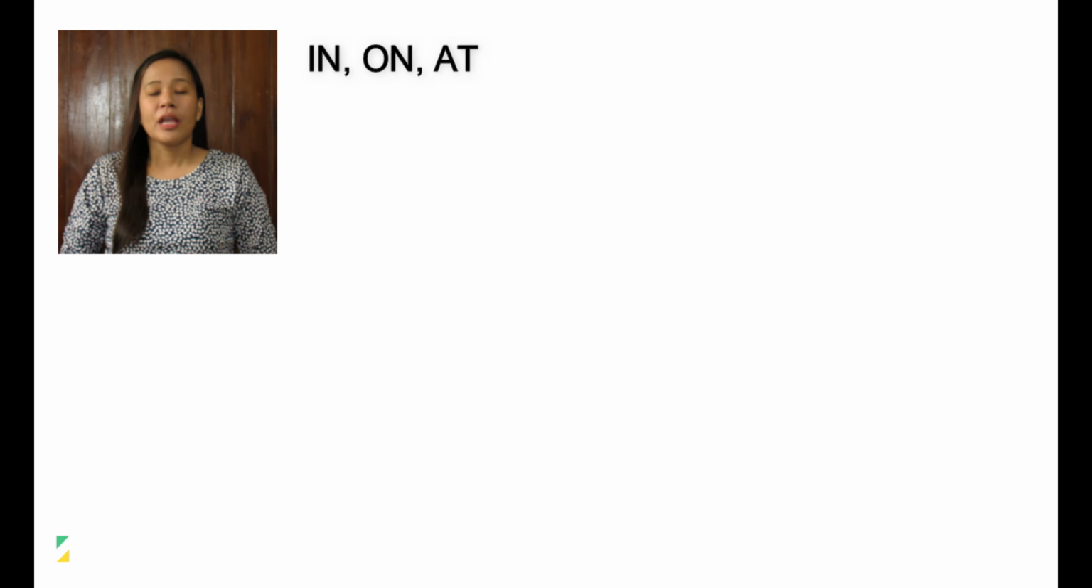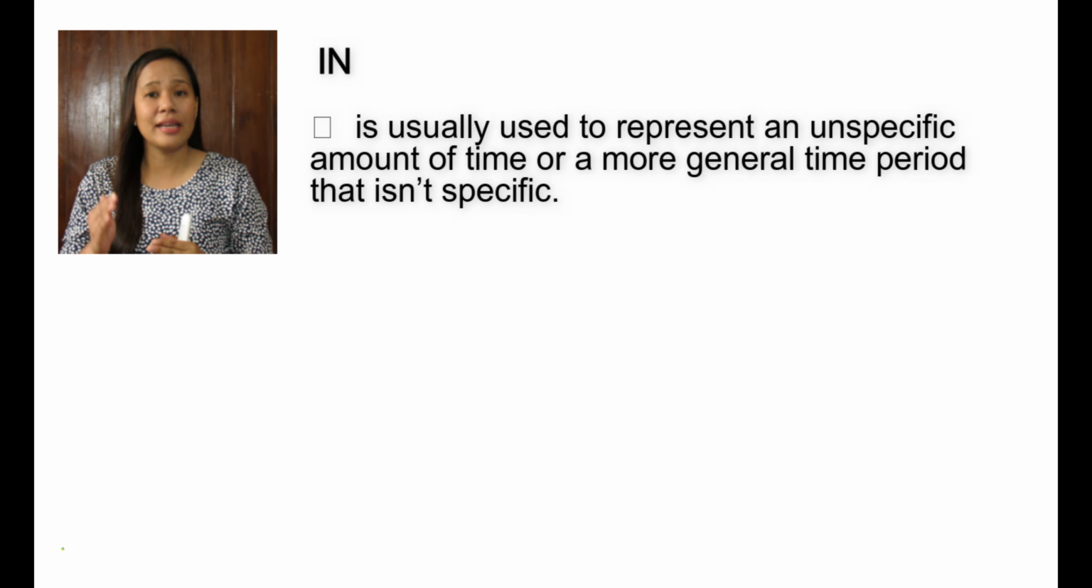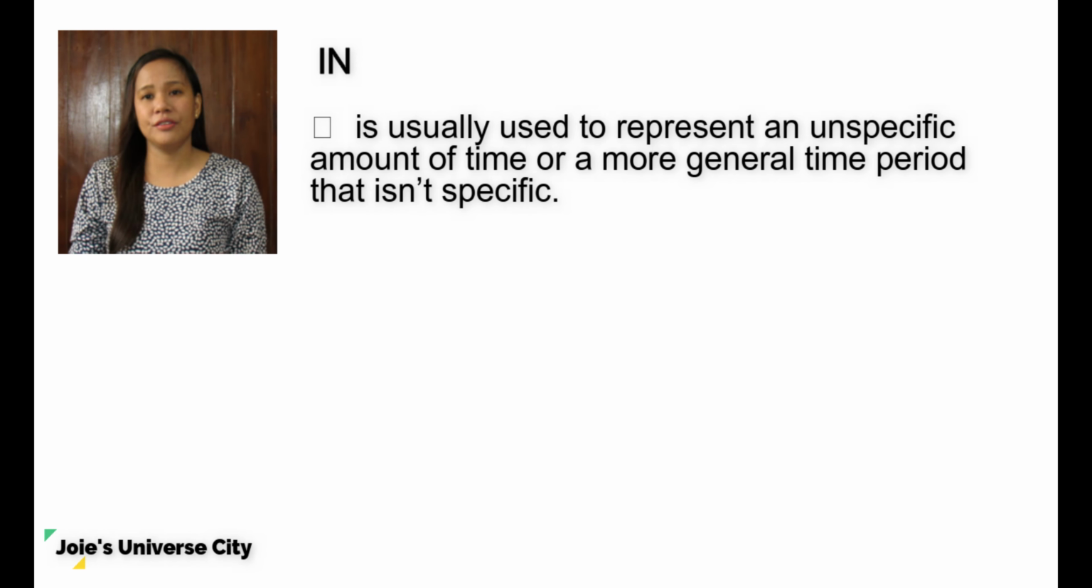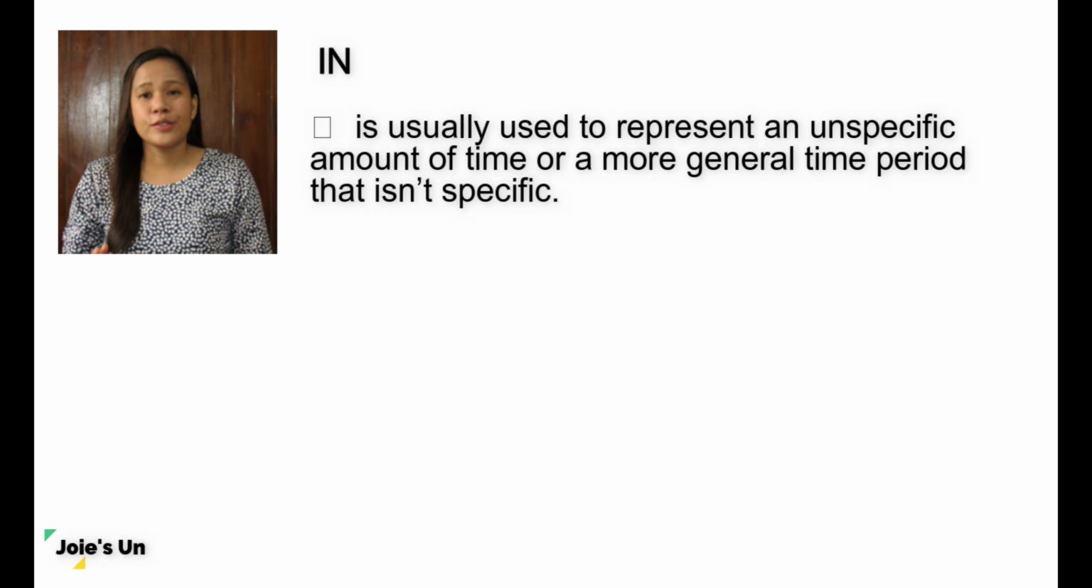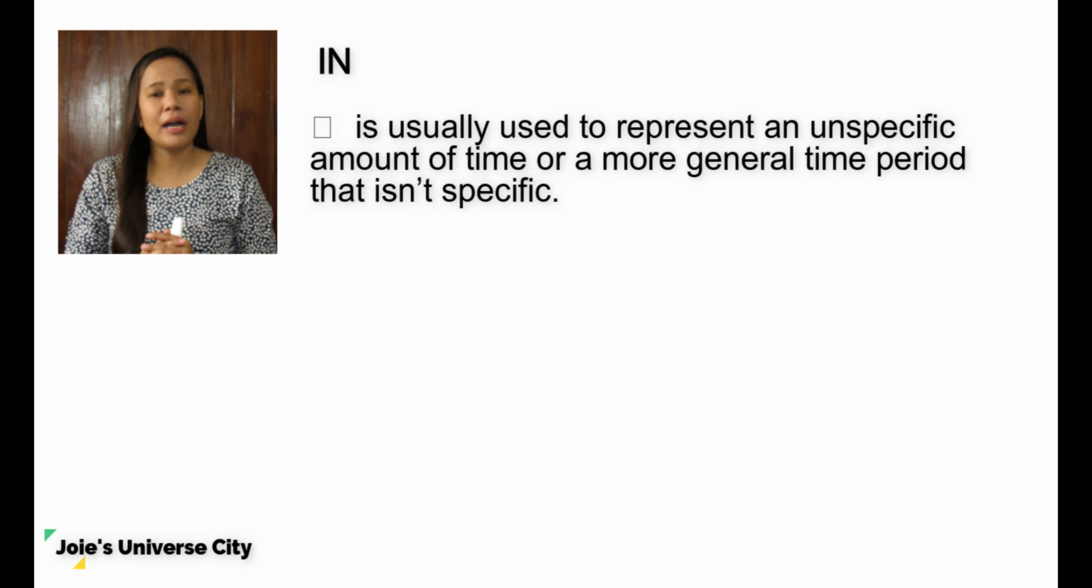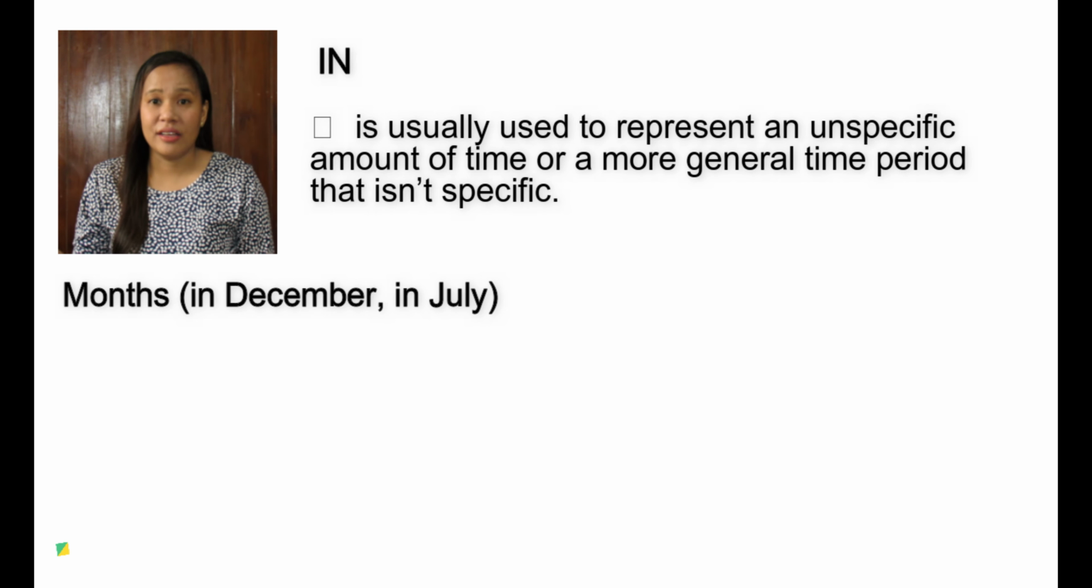Alright? Now, ang uunahin po natin ay ang pinaka-general sa kanilang tatlo, ang in. And in is usually used to represent a specific amount of time or a more general time period that isn't specific. So, gagamitin po natin ang preposition na in kapag wala tayong pinag-uusapan ng exact date at exact time. So, ginagamit ang in kapag we are talking about months. Okay, months. That's why we say in December, in July.